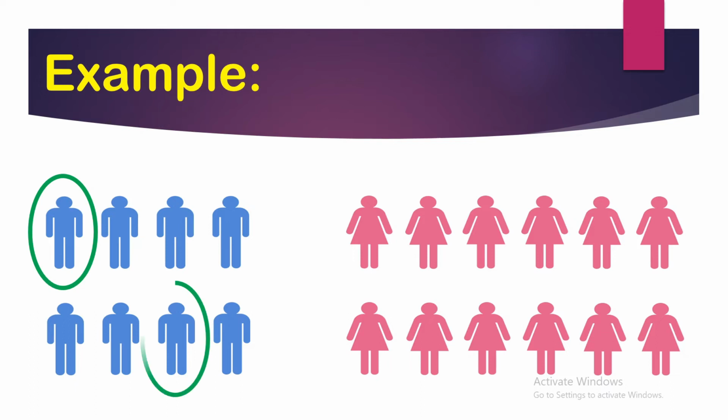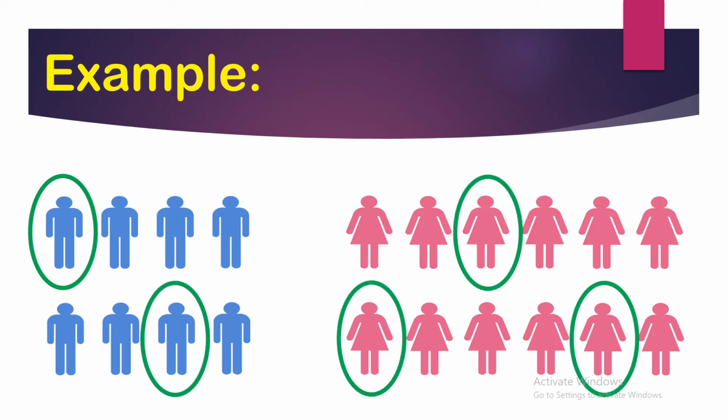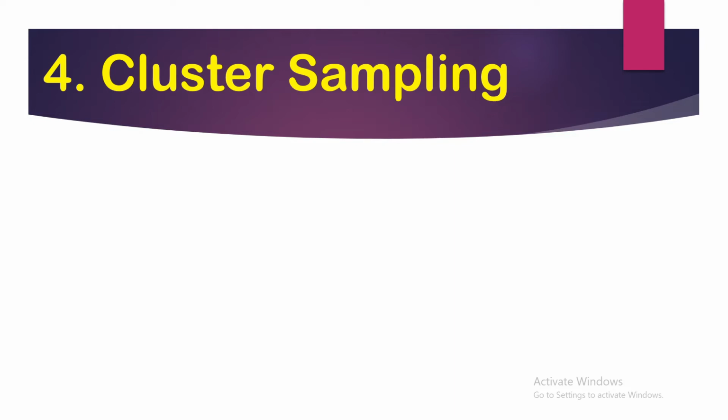So we can have these 2 from the set of males and these 3 from the set of females. So take note, the samples will represent each subgroup. Next, we have cluster sampling.